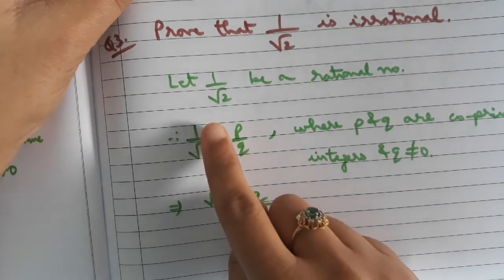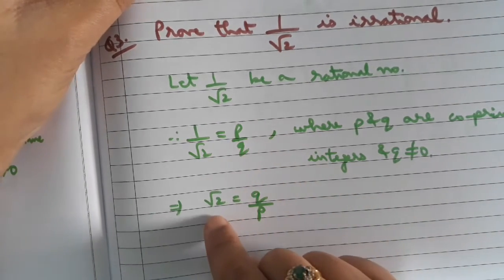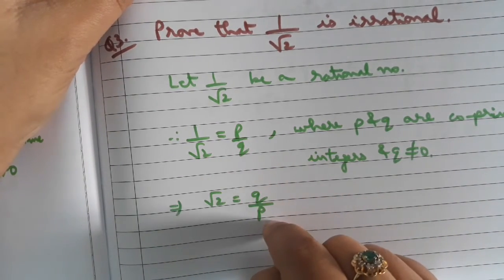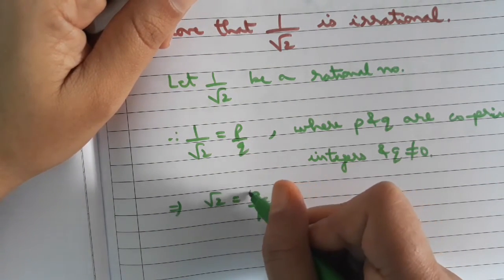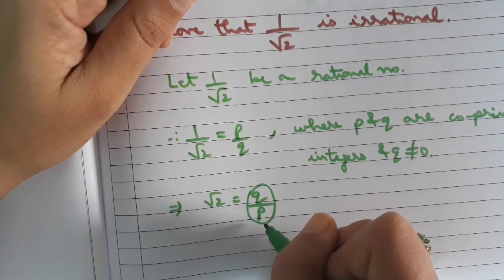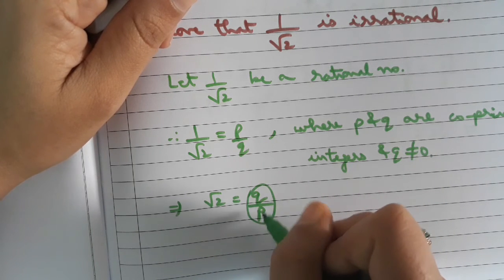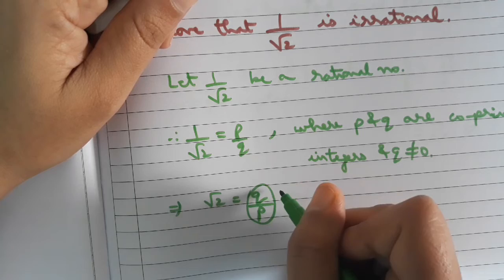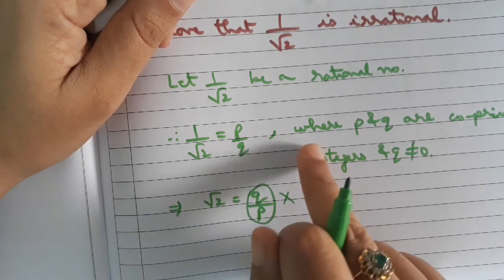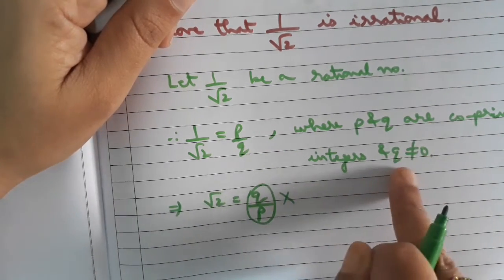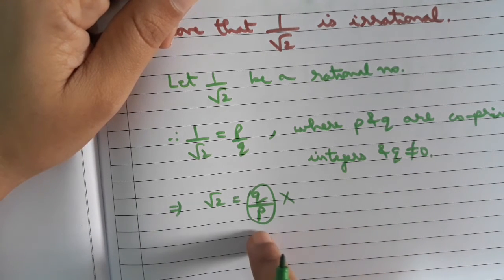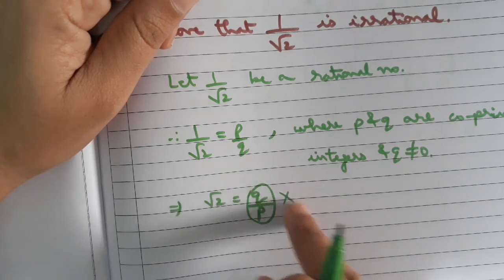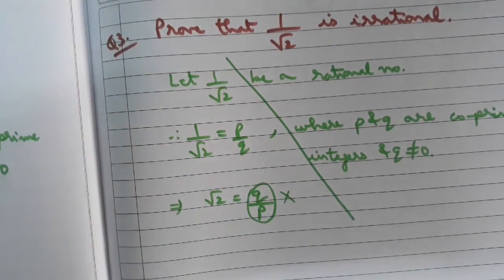So over here, if 1 by root 2 is p by q, so root 2 will become q upon p. But is q upon p a rational number? It is not necessary, because if p is equal to 0, then this is not defined and it will not be a rational number. Because in the condition that we have written, we have only written that q is not equal to 0. So p can be 0. And if p is equal to 0, this will not be a rational number. So we cannot do it by this method.